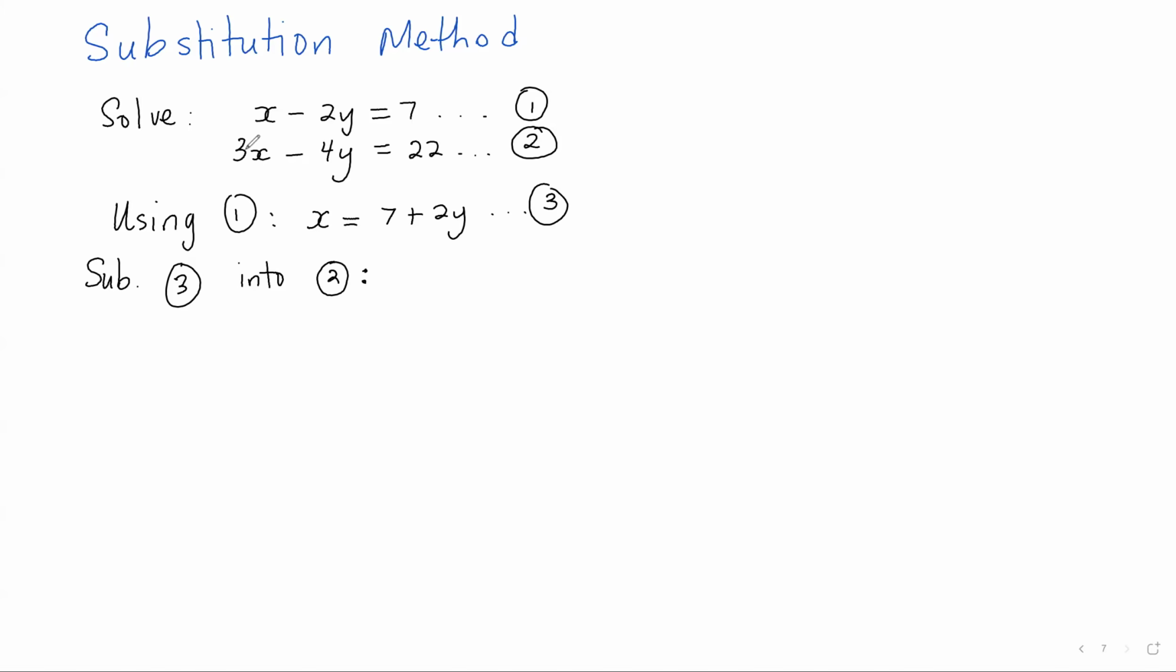This equation is 3x minus 4y is equal to 22. If I'm substituting equation 3 into that, it means wherever I have x, I'm replacing it with 7 plus 2y. So make sure to use your brackets. Equation 2 becomes 3 times brackets 7 plus 2y, close brackets, minus 4y is equal to 22. I have successfully substituted by simply replacing x in that equation with 7 plus 2y.